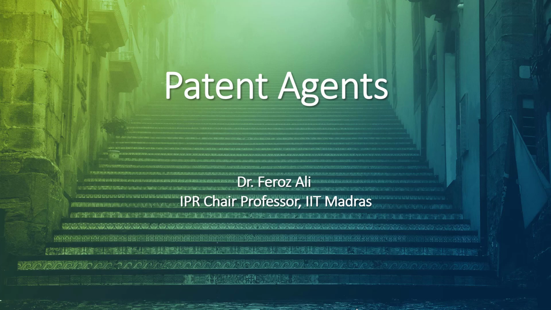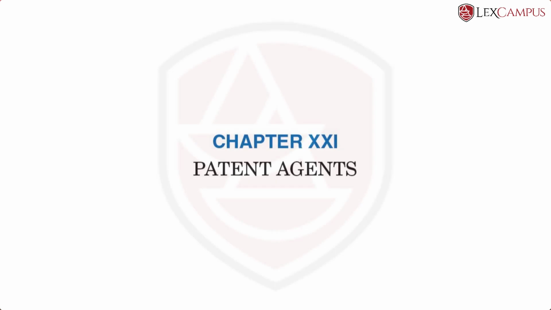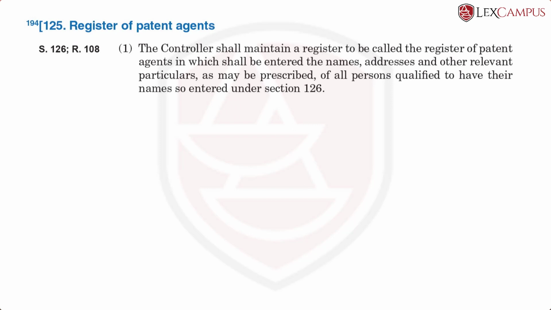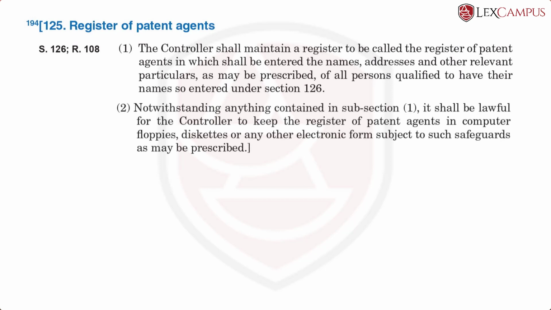Chapter 21 deals with patent agents. Patent agents are the professionals who can practice before the patent office. They can file patent applications, prosecute them, and represent the inventor or the assignee for all matters and purposes before the patent office. Now, there is a register of patent agents which is maintained by the controller, which includes the names of all the practicing patent agents.